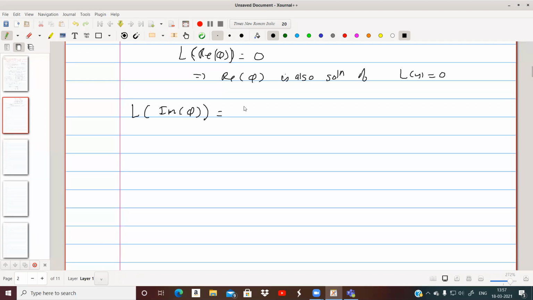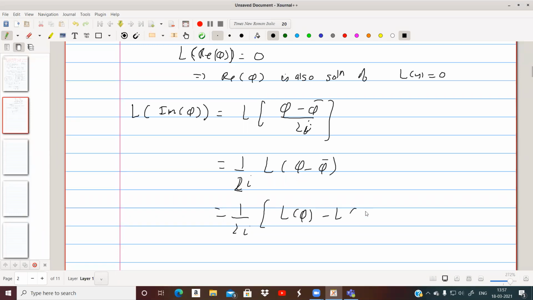How will you write this imaginary part? The imaginary part can be written as phi minus phi bar divided by 2i. The 2i is a constant that can be taken outside completely. So L of phi minus phi bar is 1 upon 2i times L of phi minus L of phi bar. This is going to 0, this is going to 0, finally.